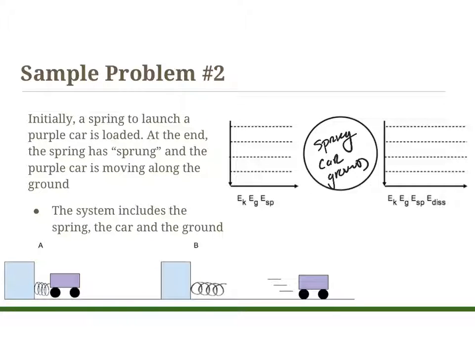Now, the other thing that it tells me is the car is moving. It doesn't tell me that the car is speeding up. It doesn't tell me that the car is slowing down. It's just moving. So we're really only focusing on a couple of things here. There is no gravitational energy because the car is not going up or down along the y-axis, so it's staying on the same axis, so we don't have to worry about gravitational energy at all.